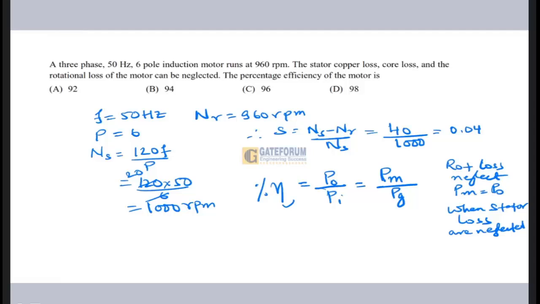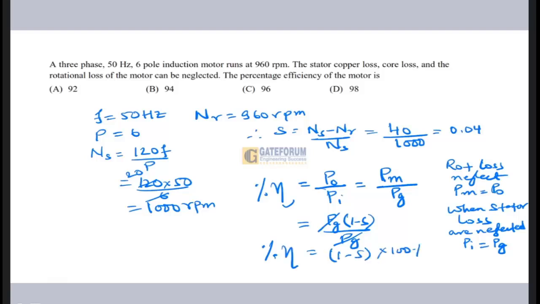then Pi, that is input power, is equal to air gap power. So Pm by Pg can be written as, I know that the relationship between Pm and Pg is, it is equal to Pg into 1 minus S. So the percentage efficiency you will be getting as (1 minus S) into 100%.